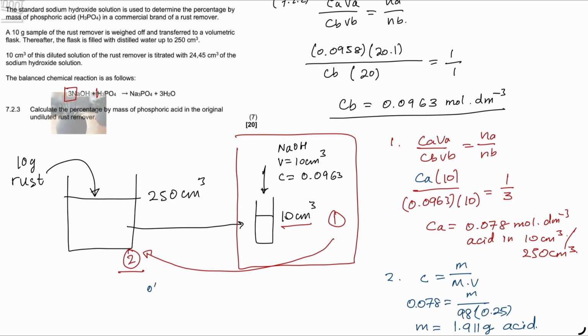Now they want the percentage of acid in the rust remover. So we're going to say that the percentage, step 3, is going to be 1.911 divided by 10, because that's the original mass of the rust remover, times 100. And that's going to give us 19.11%.